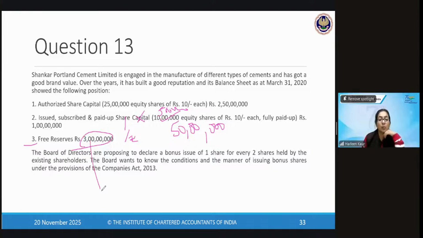Dhruti, if this figure was 30 lakhs instead of 3 crores, can we issue? No, we cannot issue. Very good. Excellent. Ram understood the point. So it is the issued share capital which has to be considered for this 1:2 ratio. The only confusing point is that authorized share capital is not to be considered while you're issuing the bonus shares.